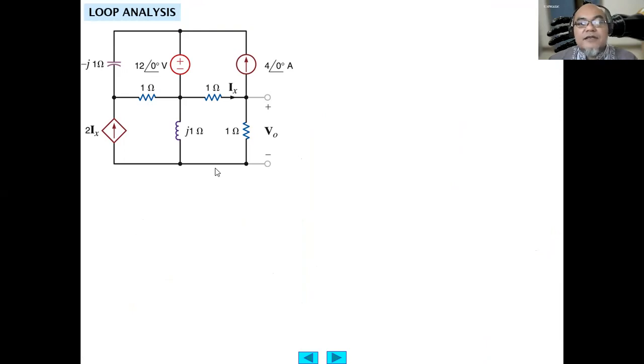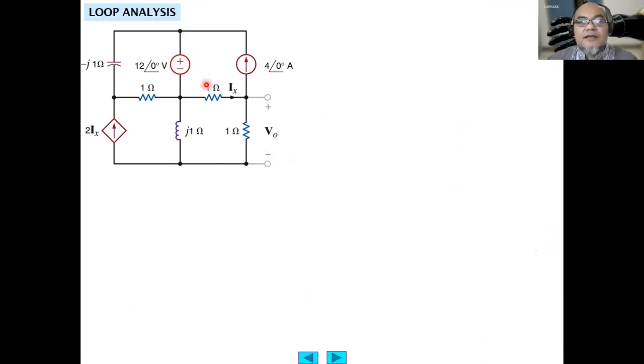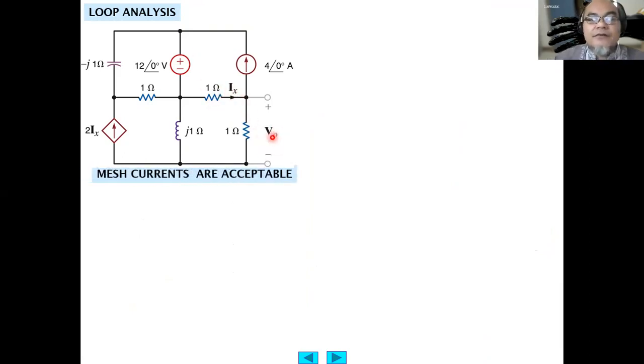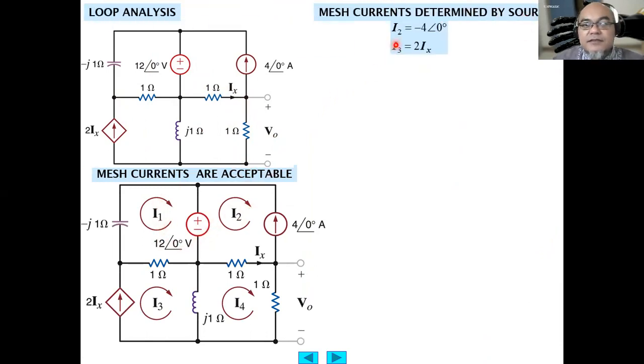Let's try now using loop analysis instead of using node analysis. So mesh currents are acceptable. So there are 4 mesh currents. From here, the mesh currents are determined by the sources in this one, since they are fixed.